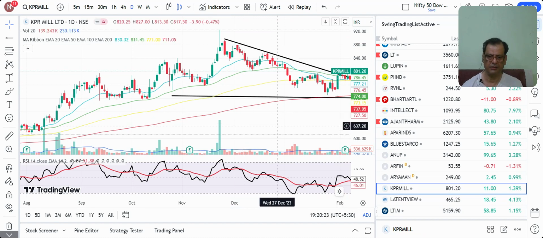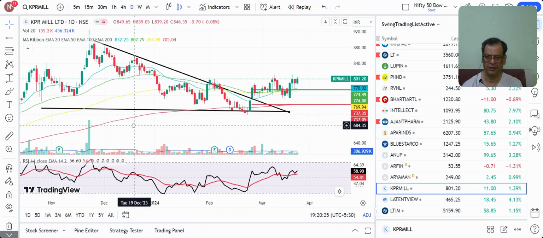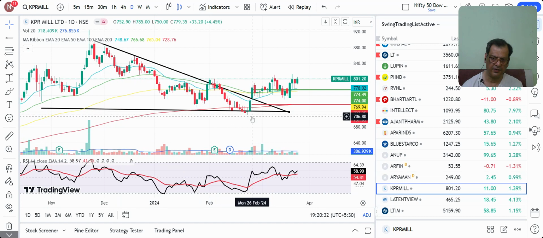And for KPR Mill as well, it's taking a time. From here, see here, we have taken an entry above the 20 EMA. I could have said take entry here itself at the trend line break at 758.20, but I didn't. We are waiting for the price to cross the 20 EMA also to have a confluence of factors in our favor.